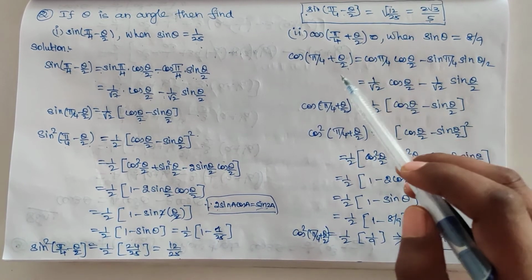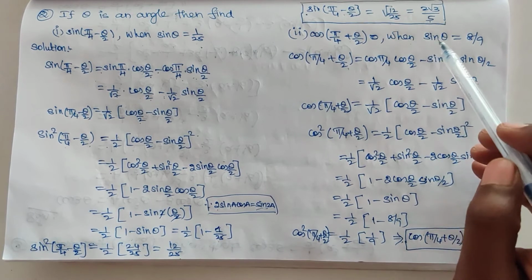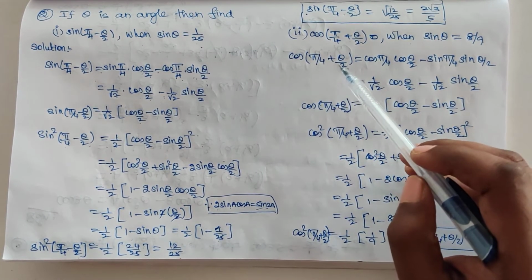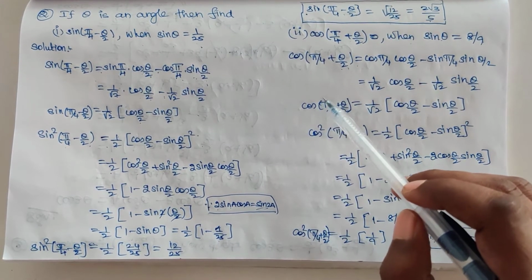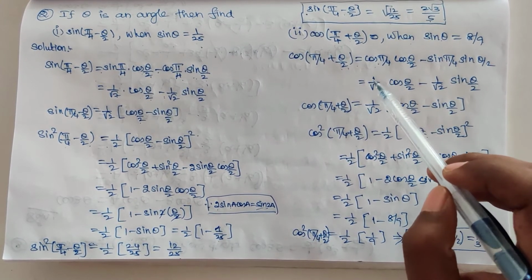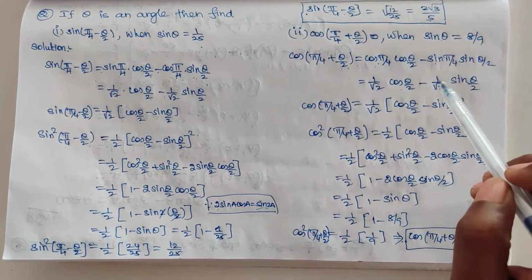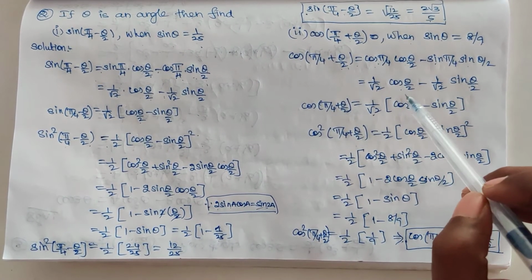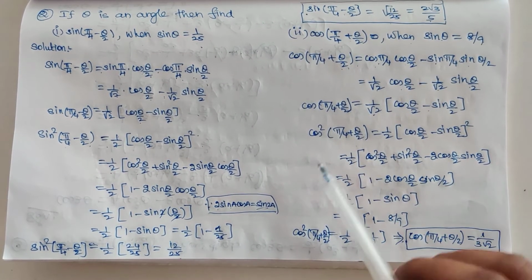The next is the second subdivision, cos pi by 4 plus theta by 2, when sin theta is given as 8 by 9. So cos pi by 4 plus theta by 2, that is equal to, this is in the form of cos a plus b. Cos a plus b, that is equal to what? Cos a cos b minus sin a sin b. So cos 45 value 1 by root 2 cos theta by 2 minus sin 45 value 1 by root 2 sin theta by 2. So 1 by root 2 I am going to take outside. So cos theta by 2 minus sin theta by 2. So now I am going to square on both sides.